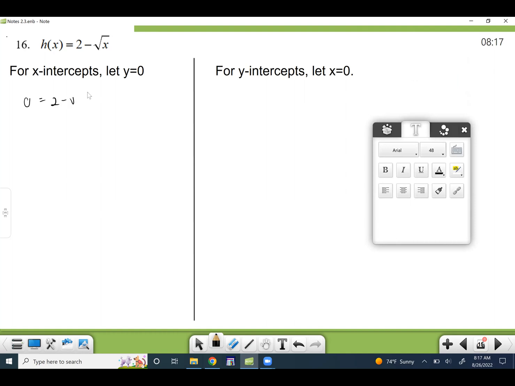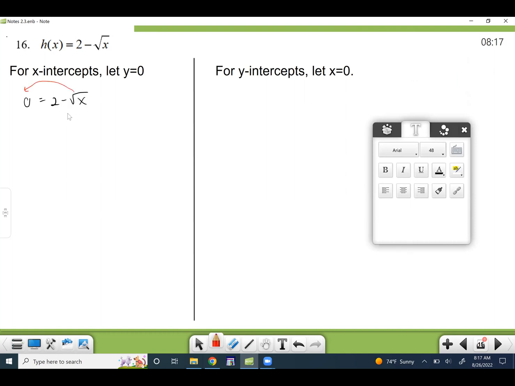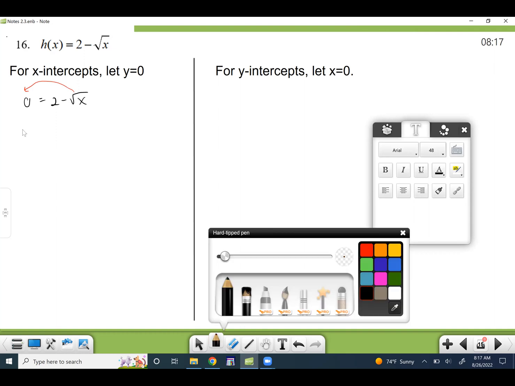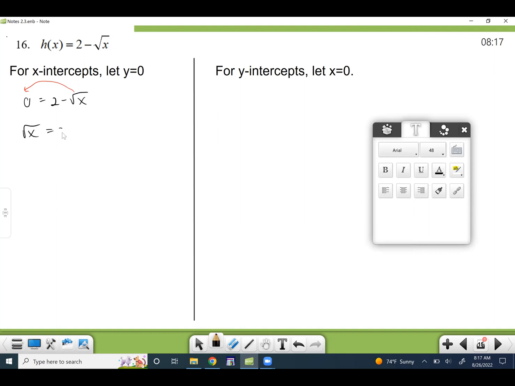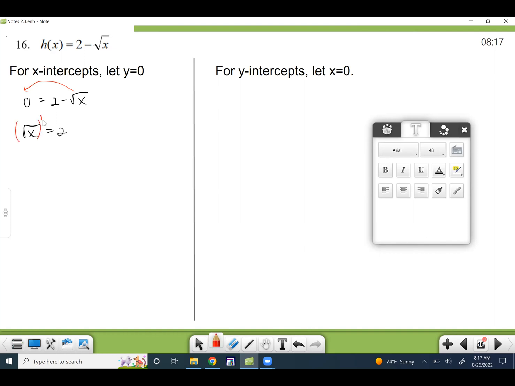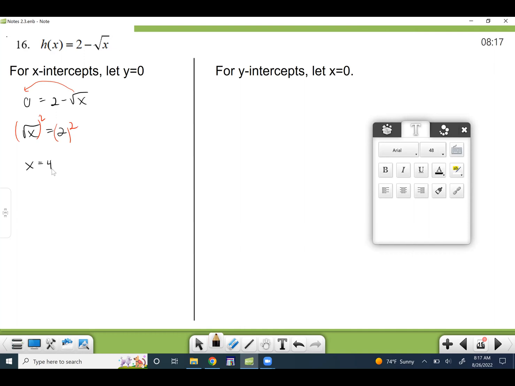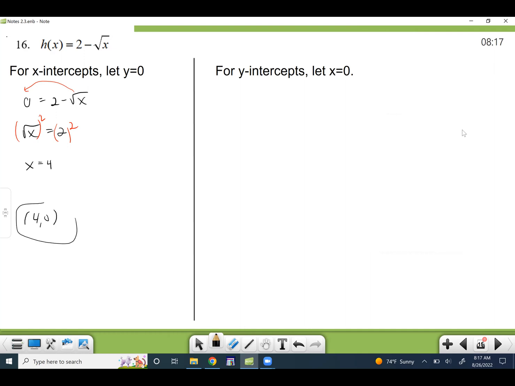And this one reminds me a lot of the last one. We'll move this guy over since he's negative so that it says square root of x equals 2. Now to get rid of a square root, we raise both sides to a power equal to the index. So we have x equals 4. So 4 comma 0 would be our x-intercept.